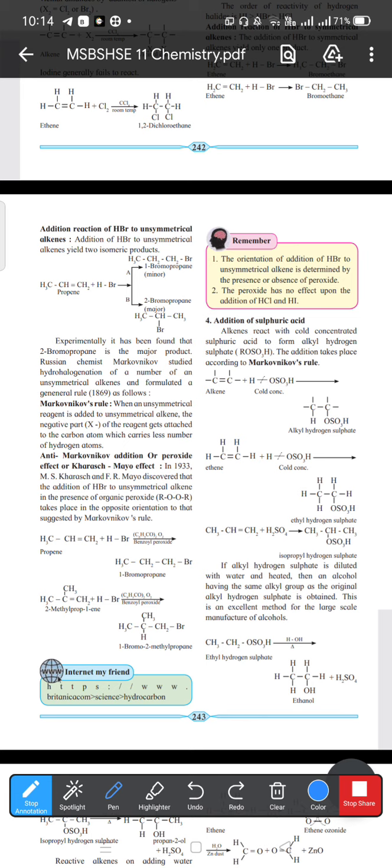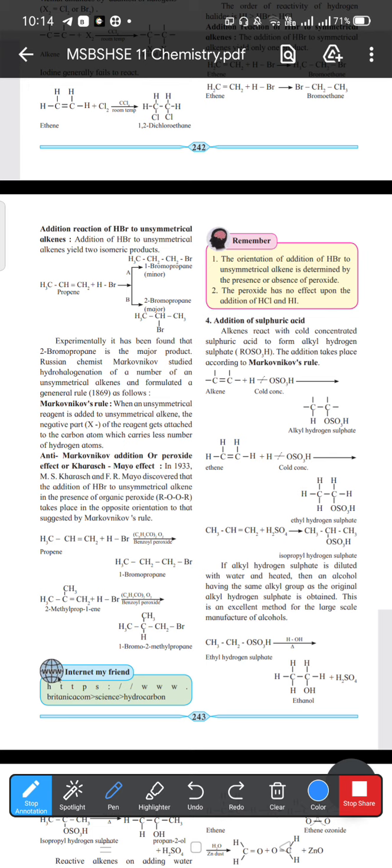And the second possibility, Br attached to the second carbon. So we'll get CH3CHBrCH3. So it is 2-bromopropane. It is the major product. Why is it the major product? That we can study according to the Markovnikov rule.